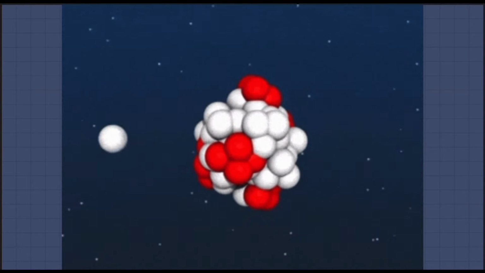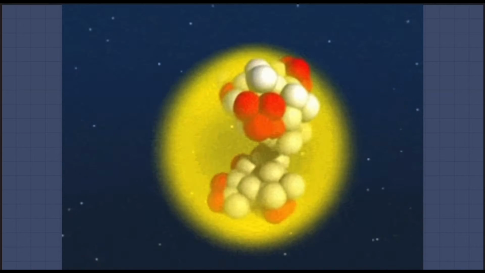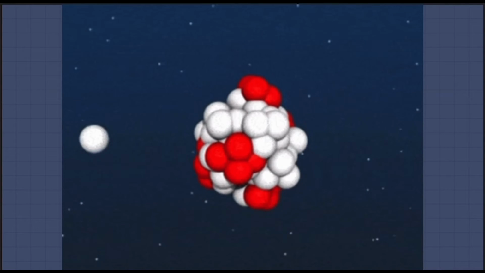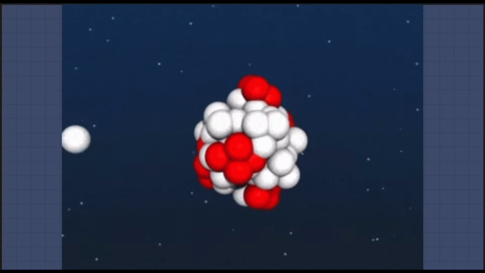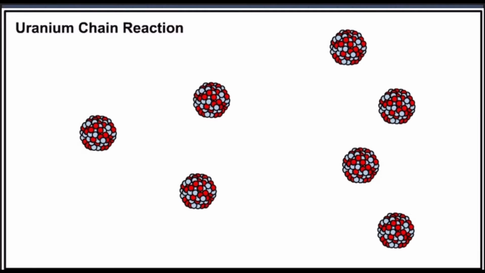At this time, more free neutrons are released, which collide with the fission products and other atoms, creating a chain reaction. This breakage results in a major release of energy. Here, we can clearly see this chain reaction process demonstrated with uranium.